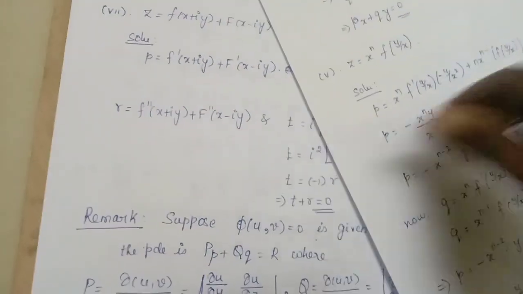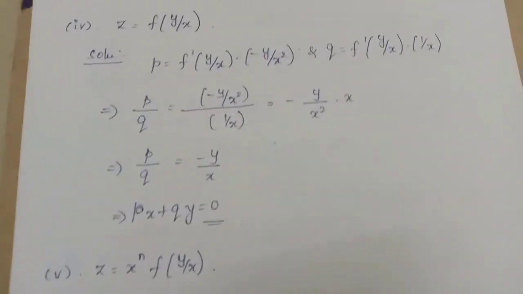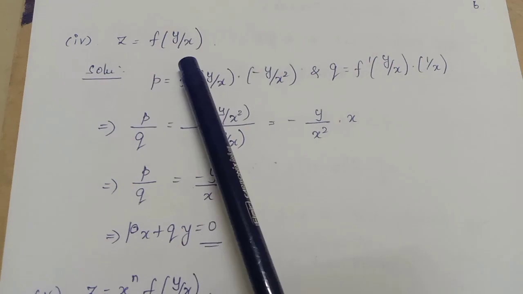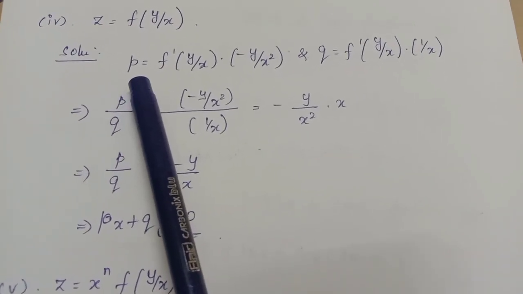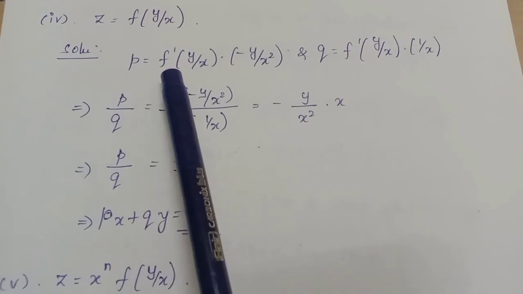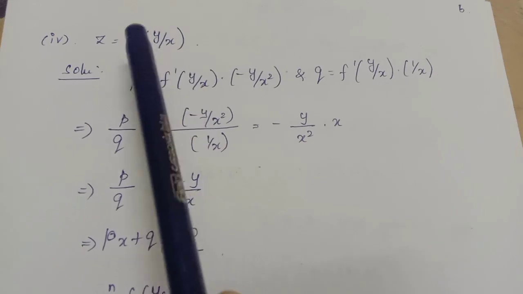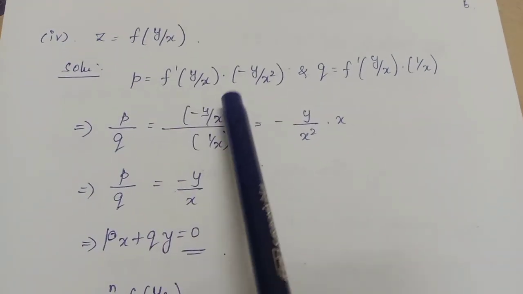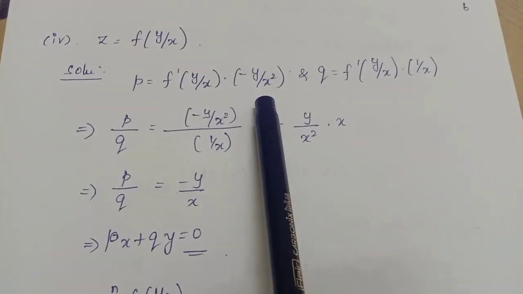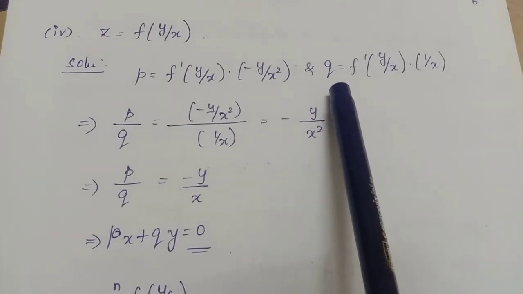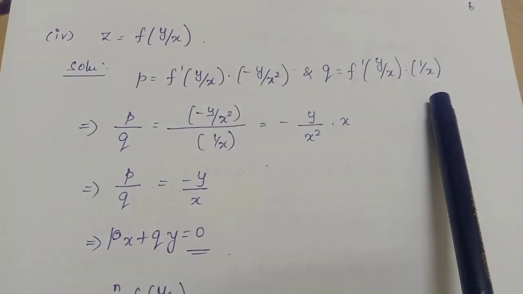Right. Then next problem, z equal to f of y by x. Same type of problem only. So what is p? Differentiation with respect to x. So p equal to f dash of y by x into differentiation of this y by x, which will be what? Minus y by x square, because differentiation of 1 by x is minus 1 by x square. Okay, and q, differentiation with respect to y, equal to f dash of y by x into 1 by x.